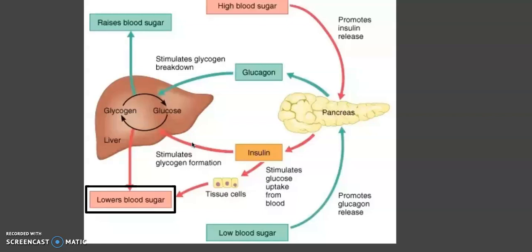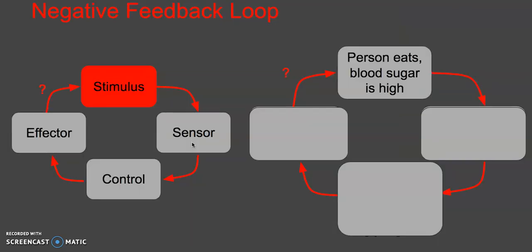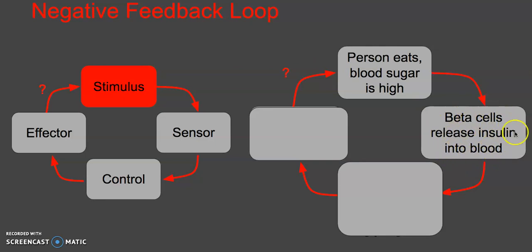Now we're going to talk about what happens in the context of a negative feedback loop. So we have our stimulus. So a person eats and their blood sugar is high, especially if it's a sugary food. So say it's a candy bar that this person is eating. Then we have our sensor, which is our pancreas, and the pancreas is going to release insulin into the blood.